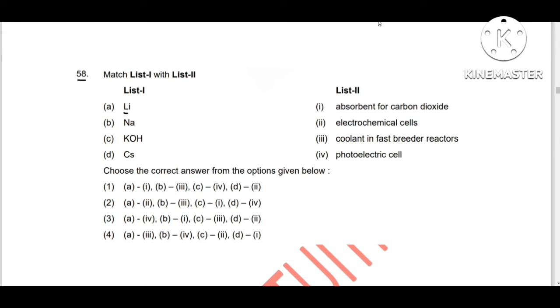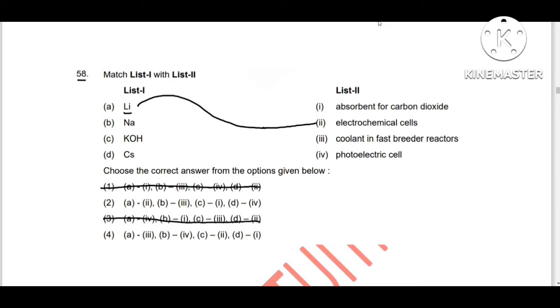Here I am going with lithium. I know that lithium has the highest standard reduction potential. That's why it is used in electrochemical cells. Now let us see the options. Here A matches with 1, so you can easily eliminate option 1. Here A matches with 4, so you can easily eliminate option 3.